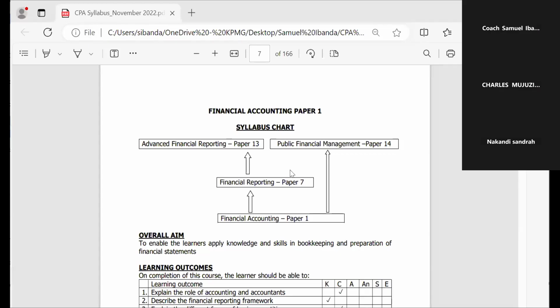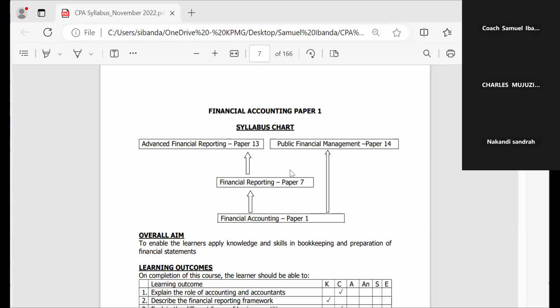Okay, so welcome to Financial Accounting, which is paper one of the CPA course. Today is one of our routine classes where we check in and look at different aspects around financial accounting and how we can prepare ourselves, especially for the exam.